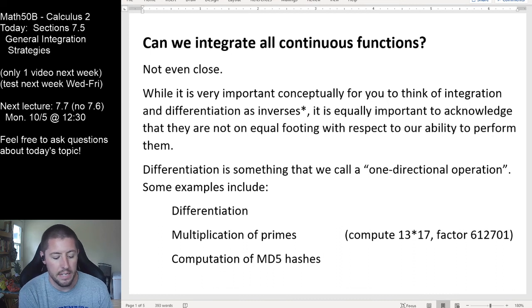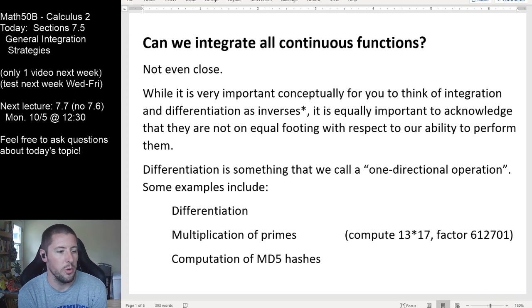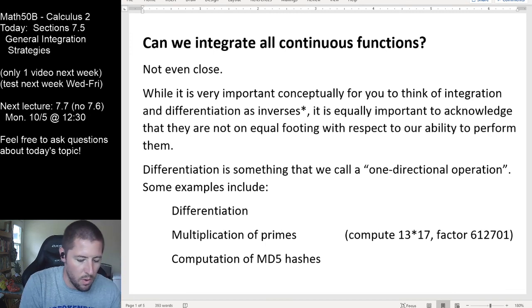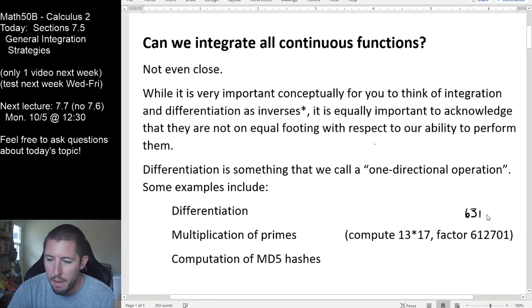On the other hand, if I asked you to factor the number 612,701 into its prime factorization, even with a calculator, that's probably going to take you a really long time to figure out. And that is a tiny number right there. That's only in the hundreds of thousands. It turns out that that number is actually 631 times 971. That would have taken you forever to figure out, right? So finding prime factors of things is a really challenging problem.